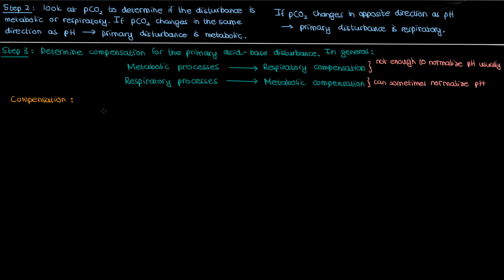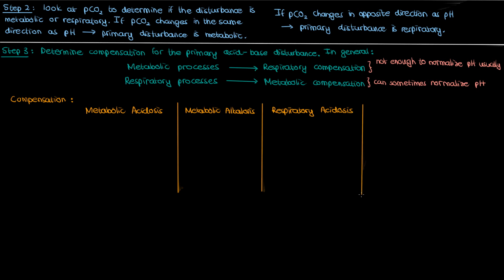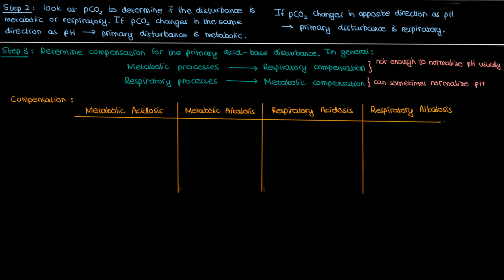Well, for metabolic processes, adequate respiratory compensation occurs pretty instantaneously. So there's only one compensation formula for metabolic acidosis and metabolic alkalosis involving the PCO2. However, for respiratory processes, the kidney usually takes time to compensate. So the compensation for each primary respiratory process can be calculated in acute terms and in chronic terms.